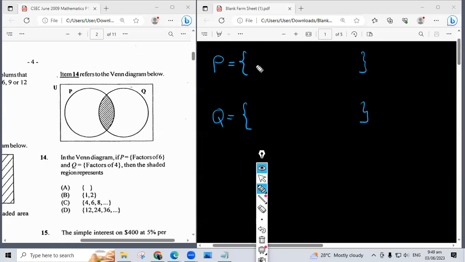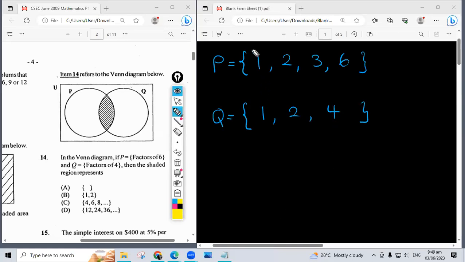So let's list some factors of 6. 1, 2, 3, and yes, 6 can go into 6. You have to include the 6. Factors of 4: 1, 2, and 4. Which values are similar in both sets? 1 and 2. So the answer would have been B. I'm looking through the answers. Everyone more or less got that one correct. Nothing too difficult there. So it's 1 and 2.